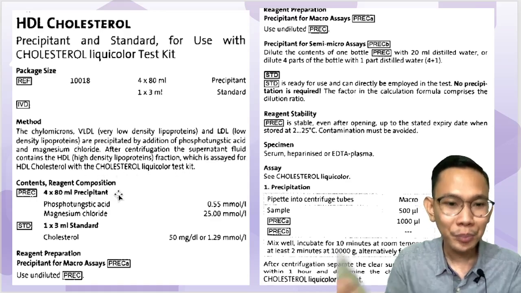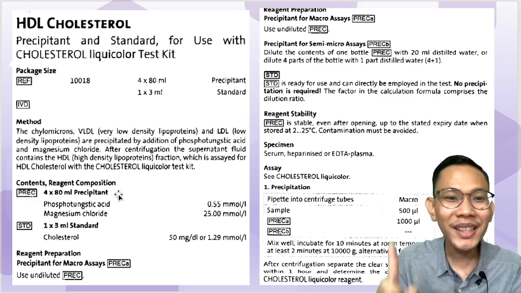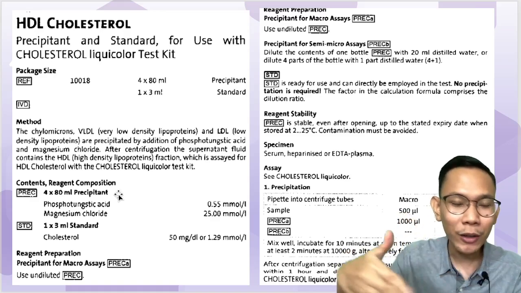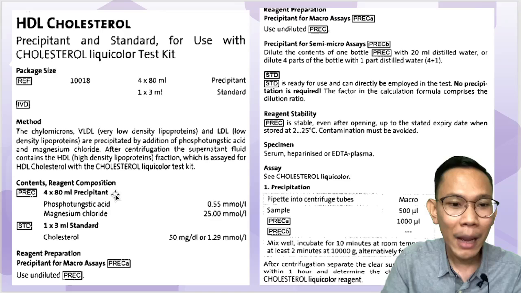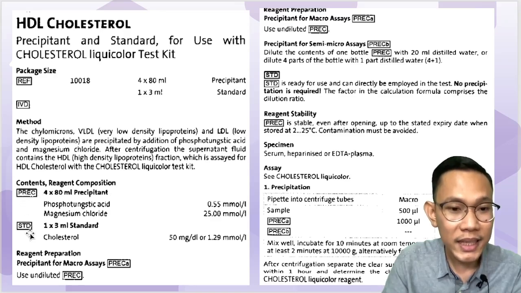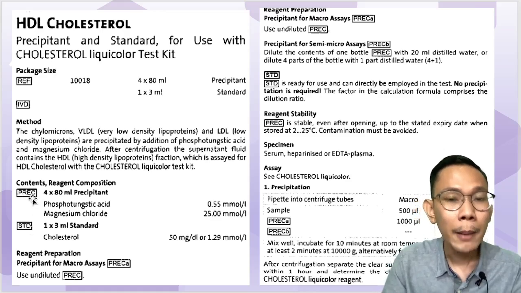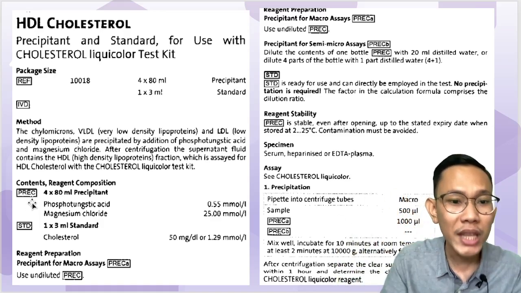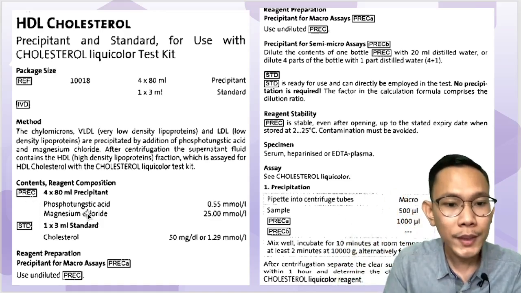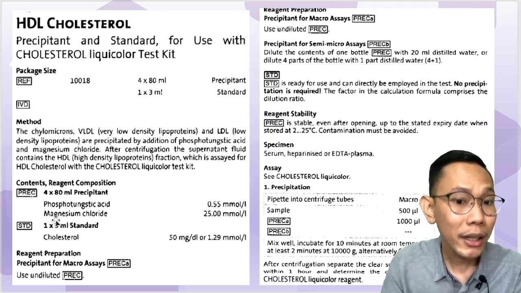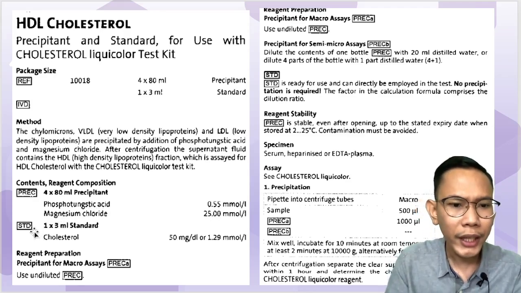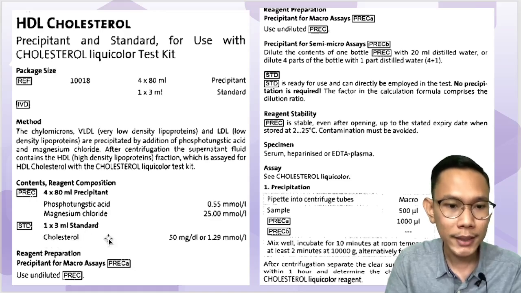So, again, anong mga bottles na nakapasok sa ating reagent na ginagamit? Meron tayong PREC and STD. Ano nga yung STD? That is standard. Ano ang PREC? PREC is precipitant. Anong composition ng precipitant for HDL cholesterol? Your phosphotungstic acid and magnesium chloride. Standard natin has your cholesterol.